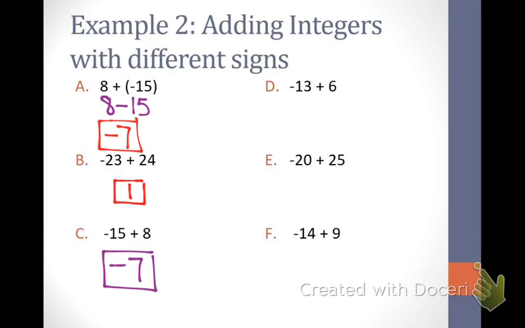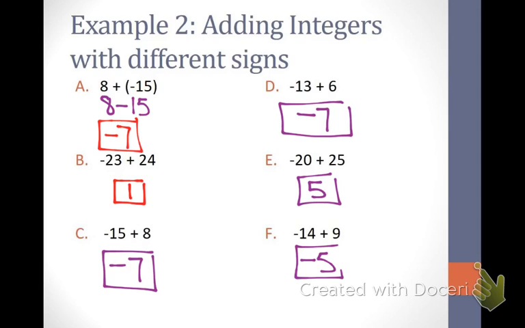So these are all different signs, so I need to subtract and take. All right, so negative 13 plus 6 is, what guys? Negative 7. Negative 7, very good. I subtract and take, 13 was bigger. What about E? It's going to be positive 5 because 25 is bigger and it's positive. What about negative 14 plus 9? Negative 5 because 14 was bigger and it's negative. So we subtract terms that are different signs.